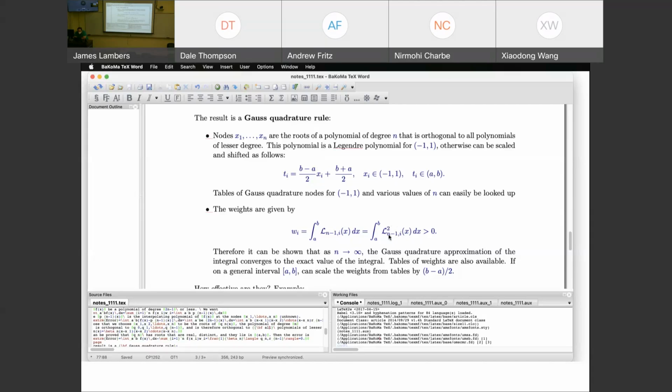And because the weights are known to be positive for any n-node Gauss quadrature rule, no matter what n is, unlike Newton-Cotes rules, where if the number of nodes n gets high enough, you're going to have at least one negative weight. But here the weights are always positive, so it can be proven that as n goes to infinity, your Gauss quadrature approximate integral will converge to the exact value of the integral.